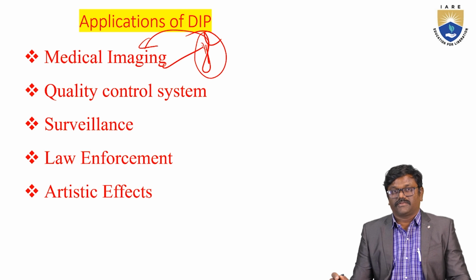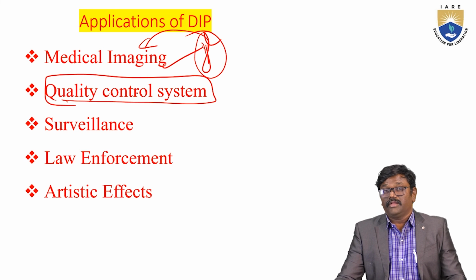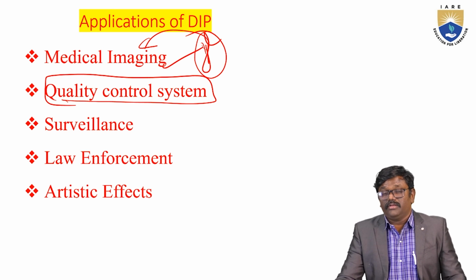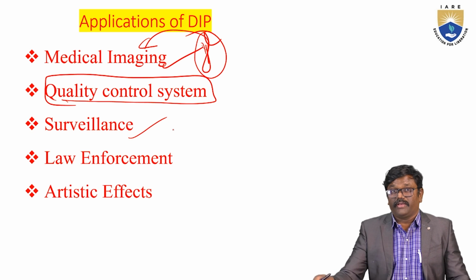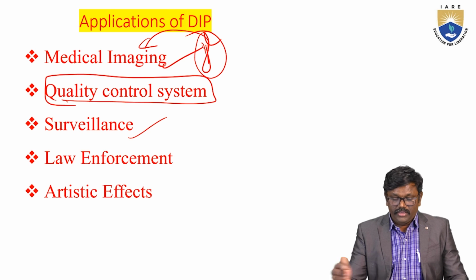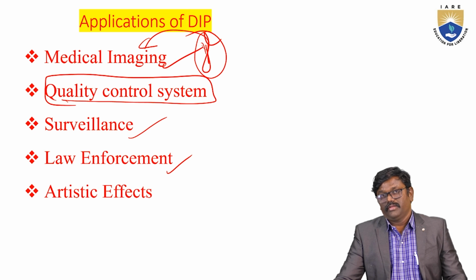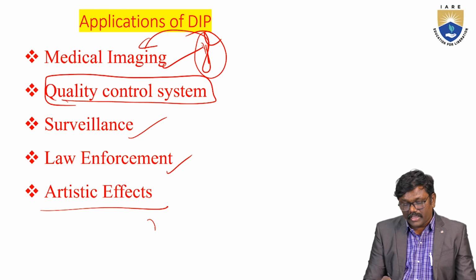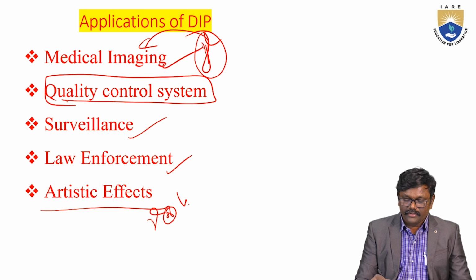Quality control system: here we are going to check with the help of the second intensity level transformation function, which is logarithmic. So we are going to use that. Next, surveillance uses bitwise slicing process. This is a surveillance application process, and law enforcement also we can use. The artistic effects we are going to use again gamma based, or we may use linear.